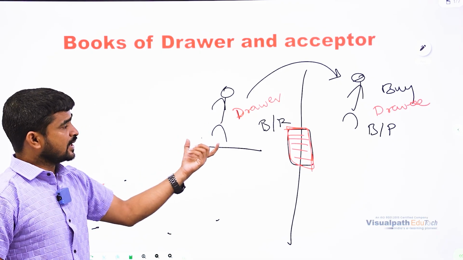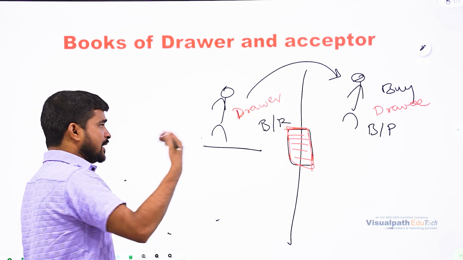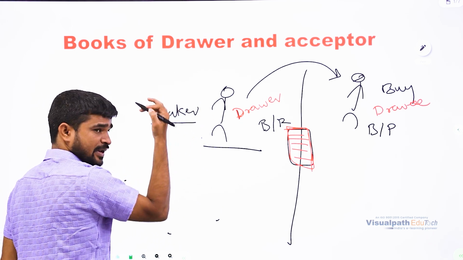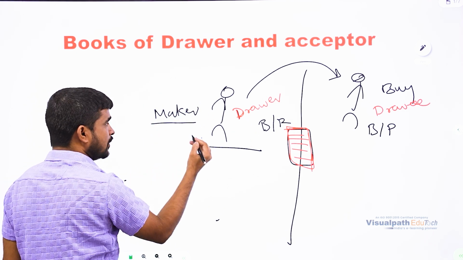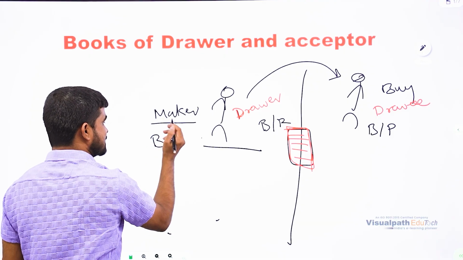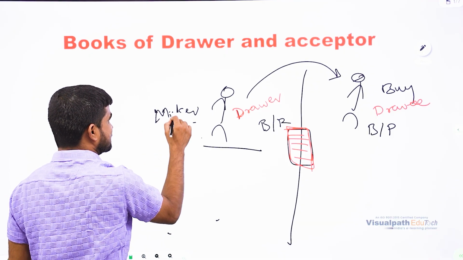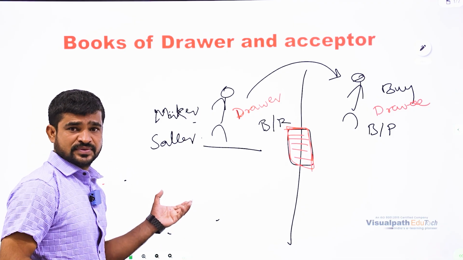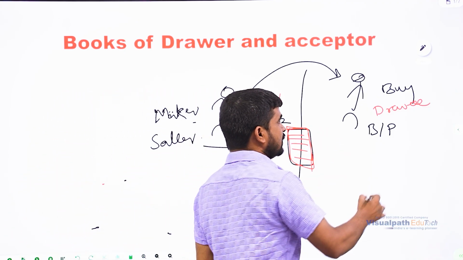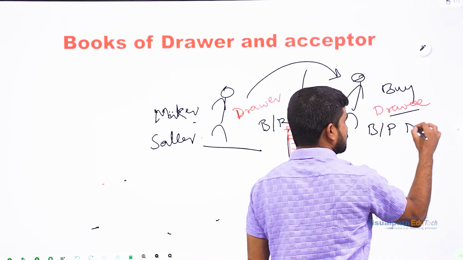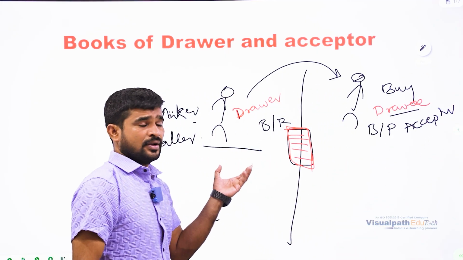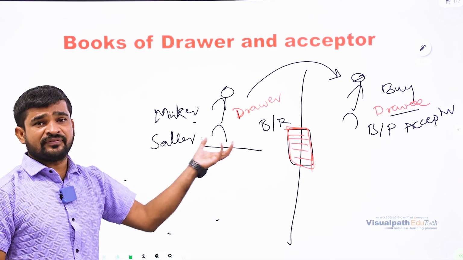Okay. So here the drawer, we will consider with a different terminology: he is the maker because he is preparing, and he is the drawer, and we can consider him as a seller. He is the seller of the goods, and the buyer, the drawee, is also known as the acceptor. So these are the roles, and the books of accounts will be different.